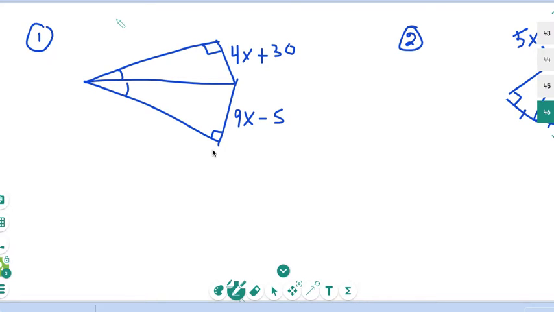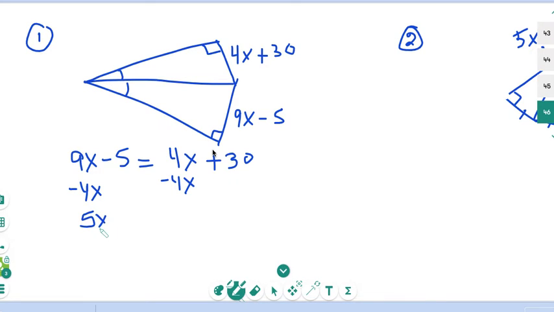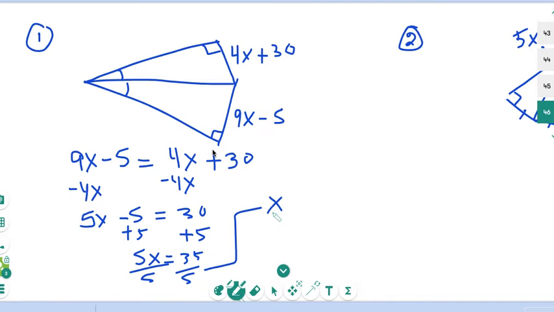So we can take 9x minus 5 and set it equal to 4x plus 30. We're going to solve for x by zero pairing out the 4x. We're going to have 5x minus 5 is equal to 30. Zero pair out the 5. 5x is equal to 35. Divide by 5, divide by 5. x is equal to 7.